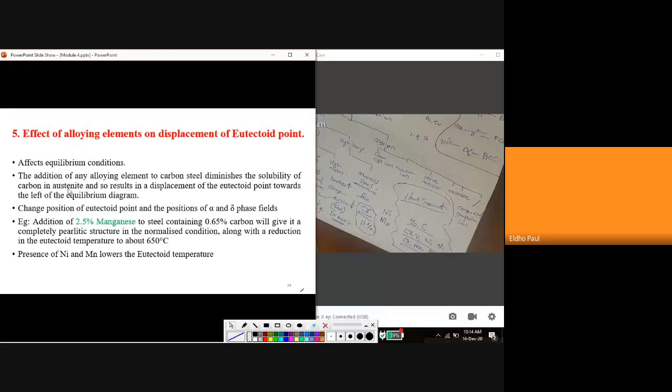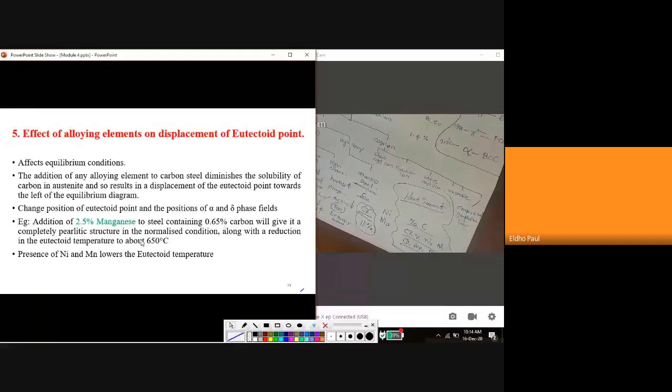Okay, so the addition of alloy elements to carbon steel diminishes the solubility of carbon in the austenite, and so results in the displacement of the eutectoid point to the left of the equilibrium diagram. So changing the position of the eutectoid point changes the extent of the alpha and delta phase fields. Addition of 2.5% of manganese to steel containing 0.65% of carbon will give a completely pearlitic structure in the normalized condition, along with a reduction in the eutectoid temperature to 650 degrees Celsius.